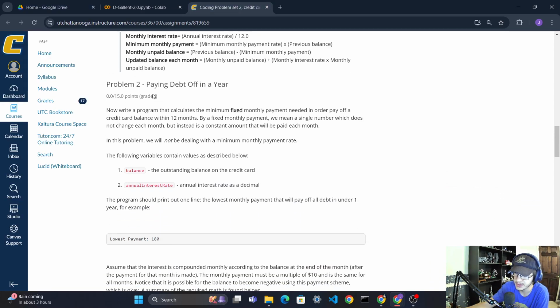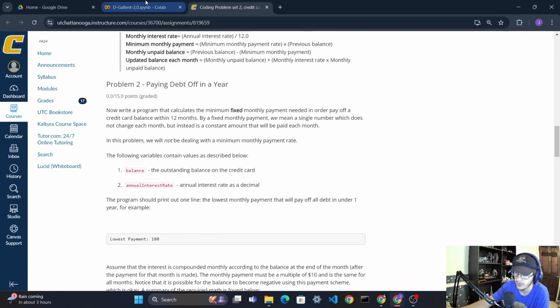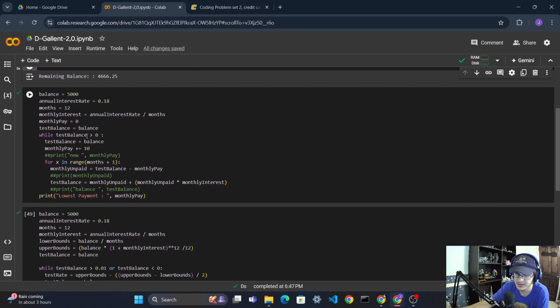For our second problem, we are paying off the debt in a year. It's the same kind of problem, but instead we want to figure out if we had a fixed monthly payment, which we are testing by increments of $10, what is the minimum payment we could pay each month for it to completely pay off the balance by the end of the year? So I did that with a for loop inside of a while loop. The while loop is simply testing whether the test balance is still over 0, because if it's not, that means we have paid off our entire balance, and it will just print the last statement.